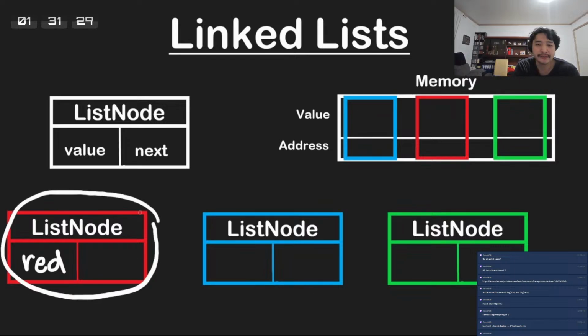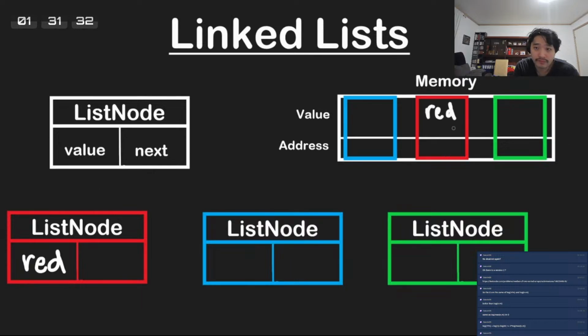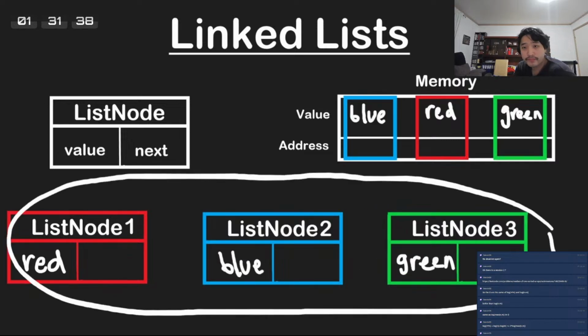And we know when we create this object, it's going to go somewhere in memory. We don't necessarily get to control where it is, but we know it's going to be somewhere. We know that we're going to have a red node somewhere in memory, and it's not going to be pointing at any other node yet. Next, we'll create a couple more nodes, let's say a blue node and a green node. So now that we have 3 list nodes, it's time to actually connect them together.